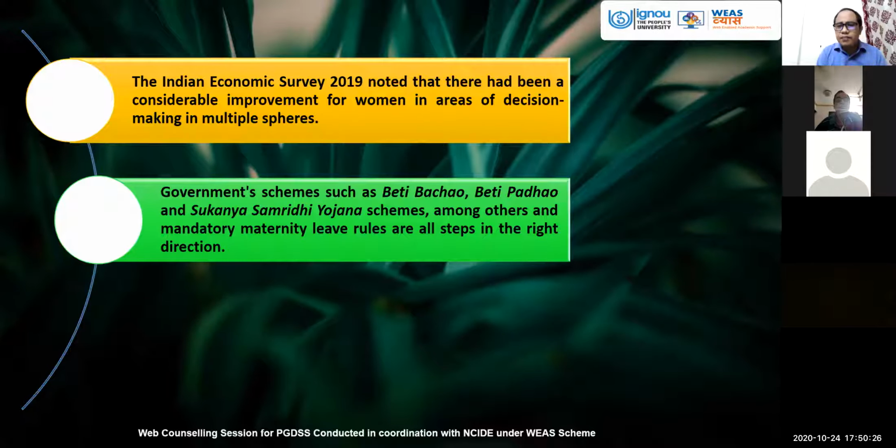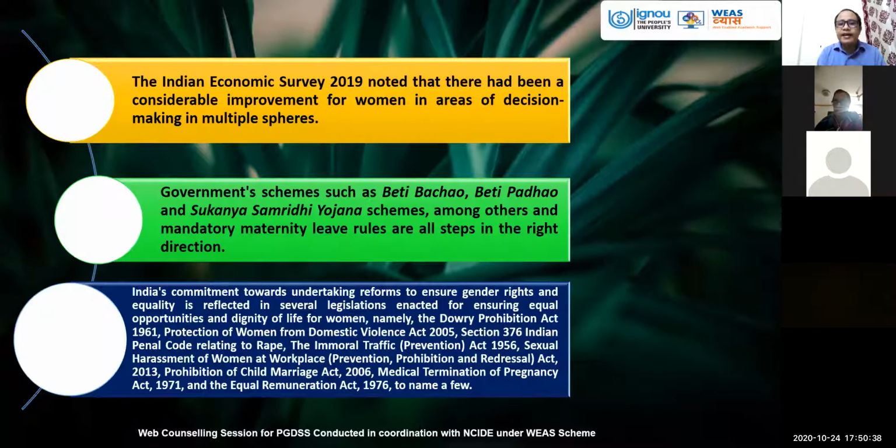So government schemes such as Beti Bachao, Beti Padhao, Sukanya Samriddhi Yojana, these are some of the schemes that talk about gender equity, okay? And India's commitment towards undertaking reforms to ensure gender rights and equality is reflected in several legislations enacted for ensuring equal opportunities and dignity of life for women. Like we have the Dowry Prohibition Act, Protection of Women from Domestic Violence Act 2005. Then we have IPC 376 relating to rape, the Immoral Traffic Prevention Act 1956, then the Sexual Harassment of Women at Workplace Act, the Prohibition of Child Marriage Act, Medical Termination of Pregnancy Act, and the Equal Remuneration Act. These are some of that.